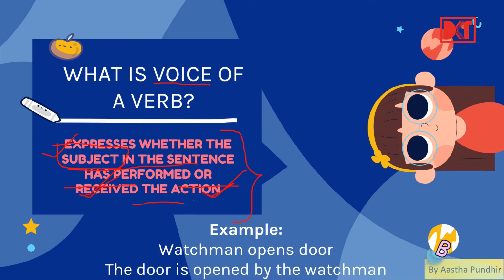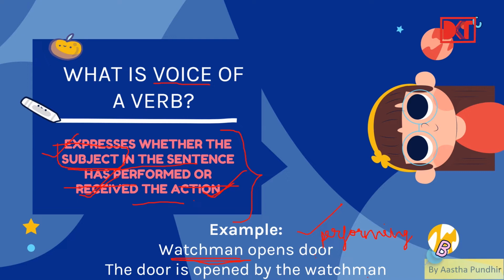Alright, so let's see the examples here. Now here, watchman opens door. Watchman opens door. So subject क्या है यहाँ पे? Subject is watchman. Okay. So यहाँ पे watchman क्या कर रहा है? Watchman is opening the door, which means the watchman is performing the action. What is he doing? He is performing. Here, don't mind my handwriting. I'm writing with the laptop pen. Sorry. Yeah. So watchman opens door, which means he is performing the action.